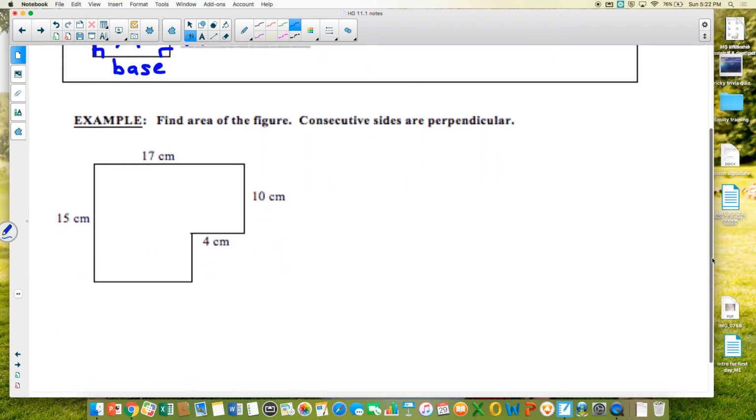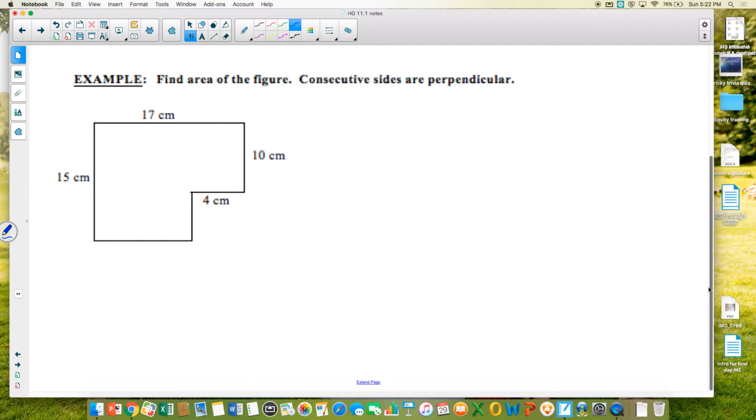And if we scroll down to our last example, find the area of the figure. Consecutive sides are perpendicular. What that means is consecutive sides, like the bottom and this side, form a right angle. So all consecutive sides form a right angle. To find this area, we're going to use Postulate 19, the area addition postulate, and we're going to break this apart into two separate figures. We could cut it into two rectangles, and I'm going to go this way, up and down. So you break these into two rectangles.